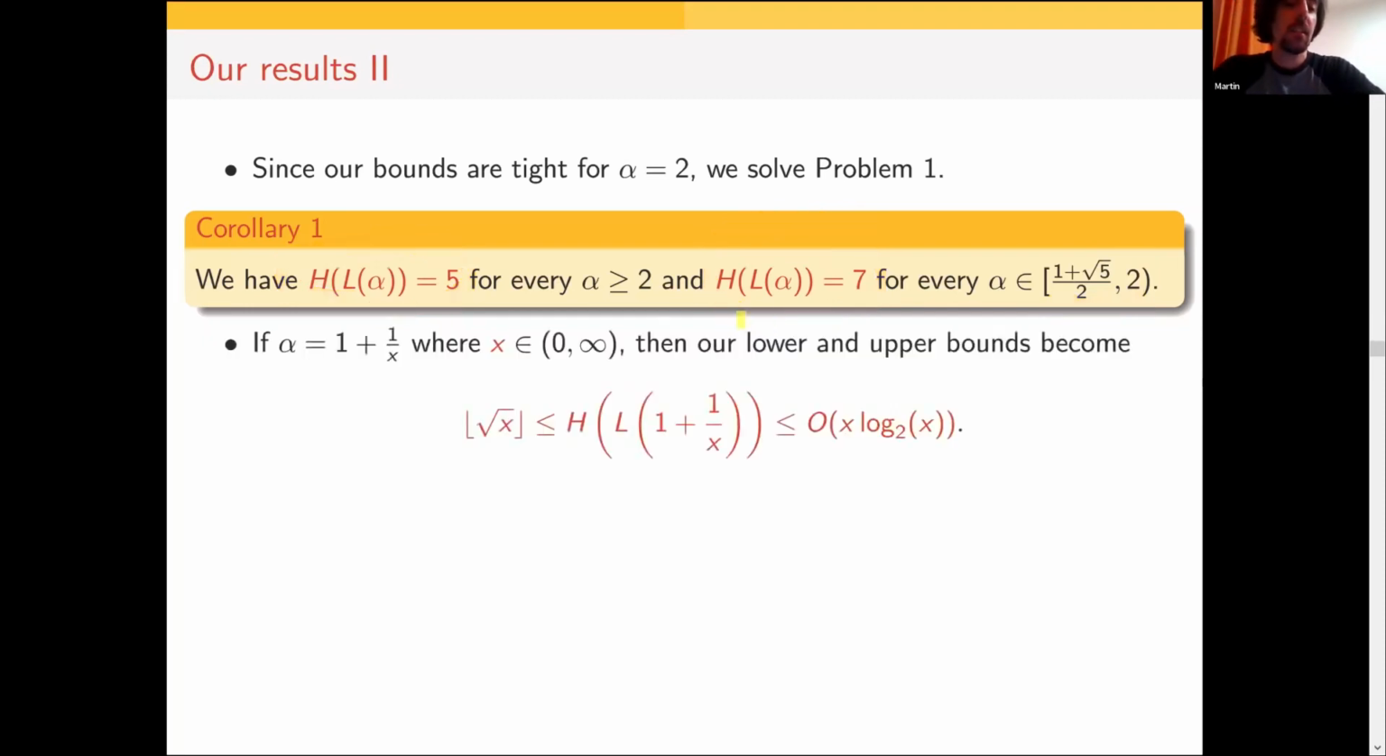Now you can ask how close are the upper bounds and lower bounds that I showed you. So you can express alpha as 1 plus 1 over x, where x is any positive real number. And then we can study the growth rate in terms of x. So the Helly number of this lattice L alpha, where alpha is 1 plus 1 over x, grows at least as a square root of x, roughly, and at most as roughly x times logarithm of x. So you can see that our upper bounds and lower bounds do not meet. There is still some gap, but at least we can see that it grows to infinity as we are getting closer and closer to 1.